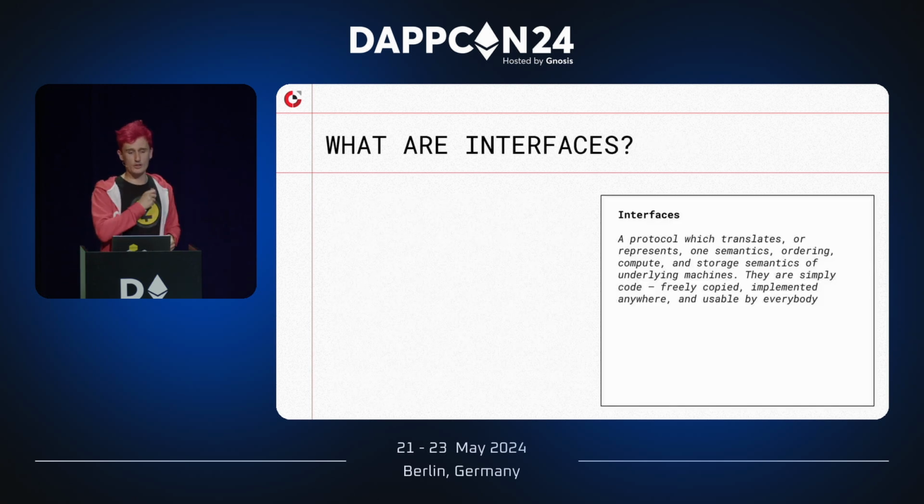Interfaces, on the other hand, are just protocols, which translate or represent one semantic, for example, the ordering, compute, and storage semantics of an underlying machine. They're simply code. They're freely copied. If two of us in this room agree that we all want to use the same interface, we can.